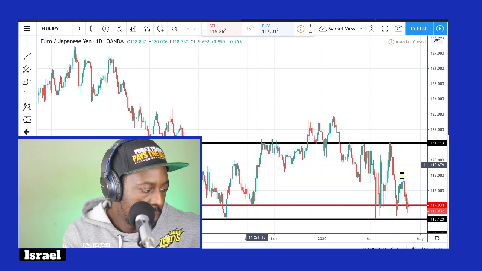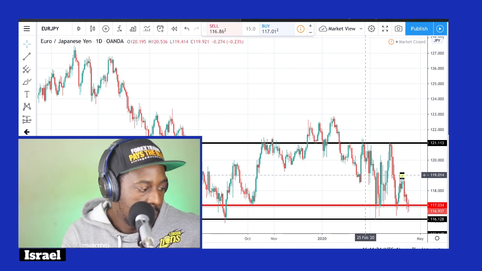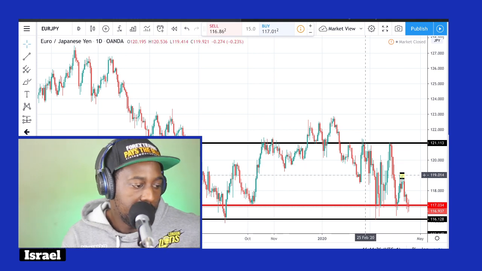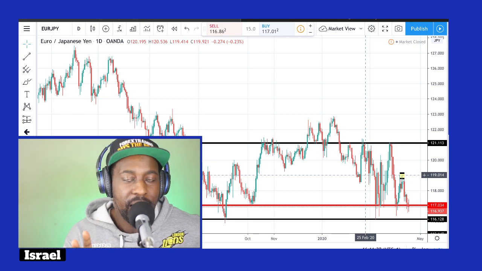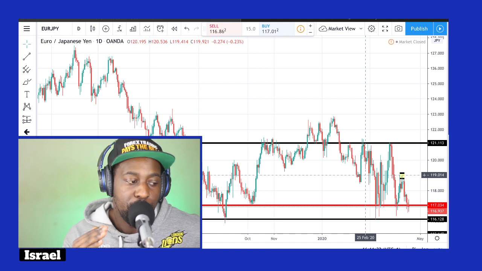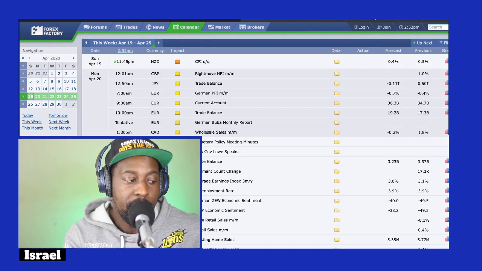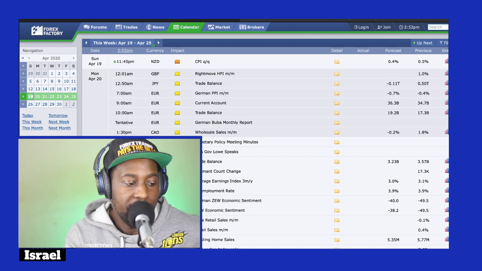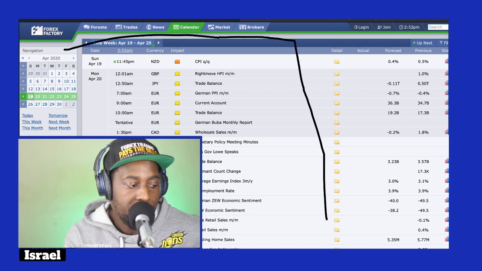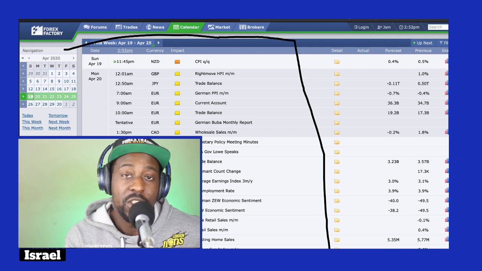Let's look at the euro yen first and foremost. Before we even get into the charts, I'll say this. Generally, what you want to do every day before you start trading, but especially on the weekend, is take a quick look at what you can see here. This is the economic calendar, and it gives you all of the information in regards to scheduled data. This is forexfactory.com, not sponsored.